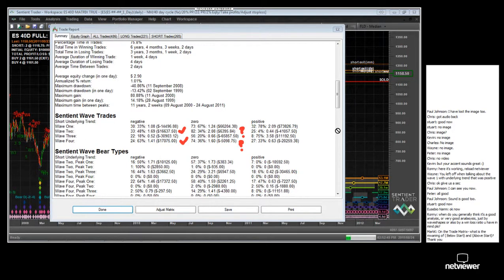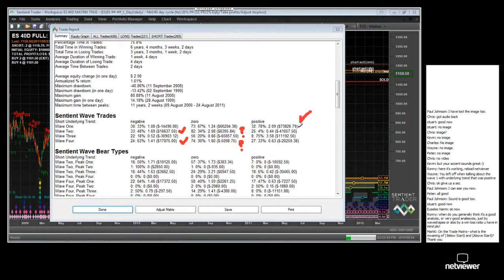So it's not so much about how good the analysis is. The analysis changes every single bar. It's more about how well suited this market is to trading using this theory. I found some stocks that just don't respond very well.